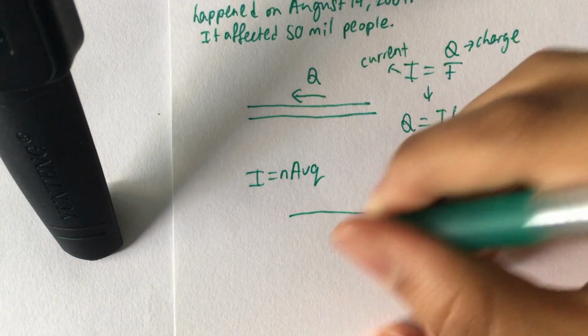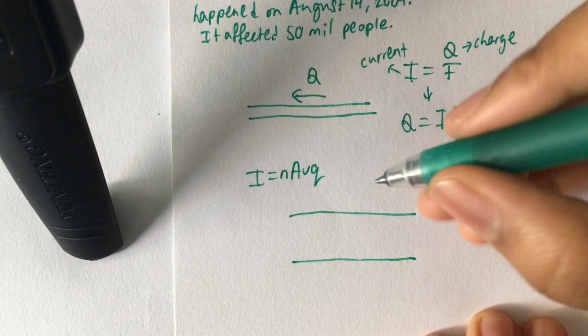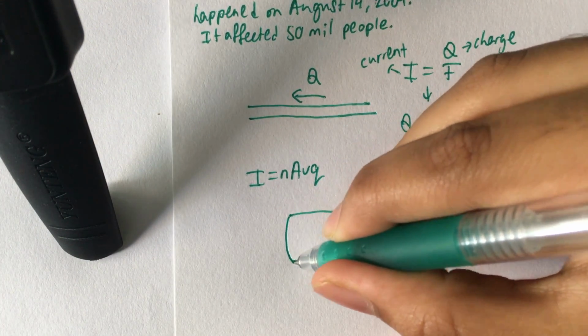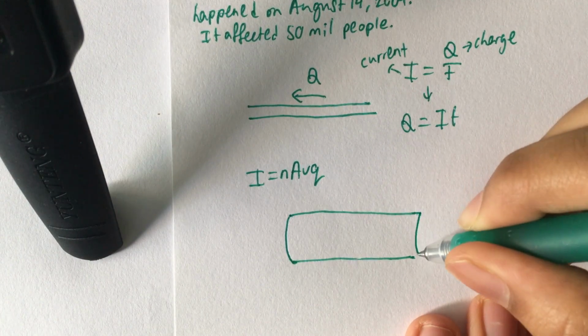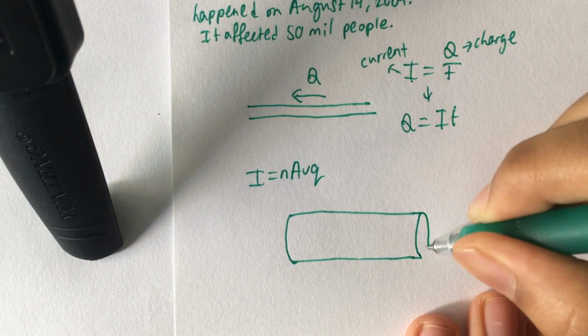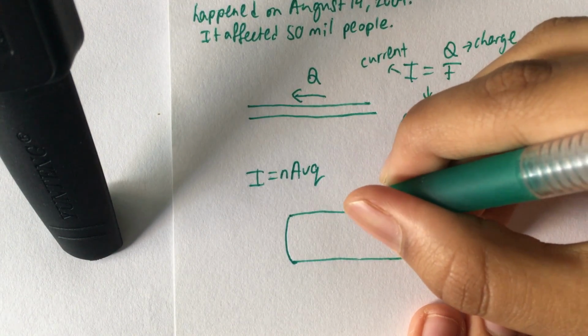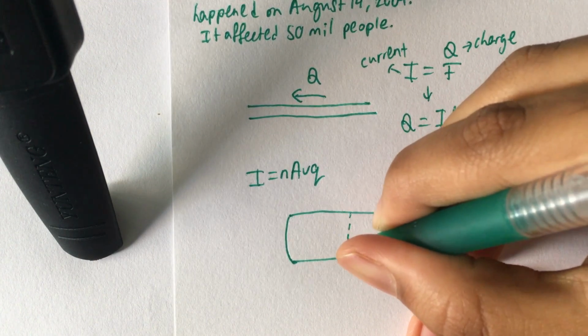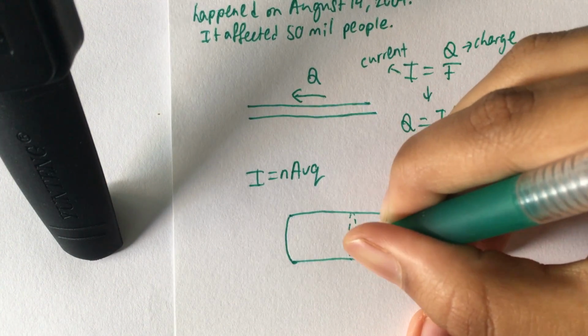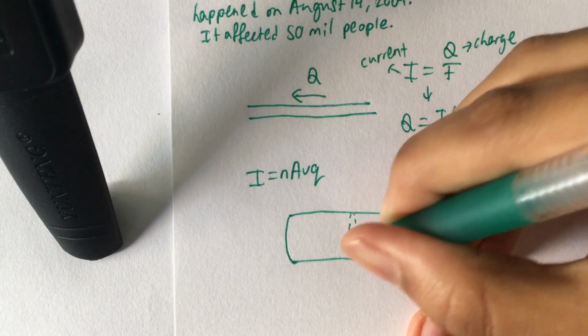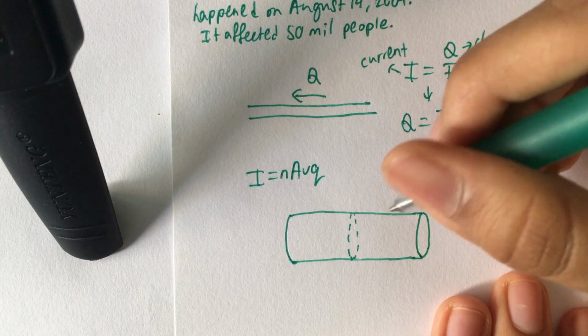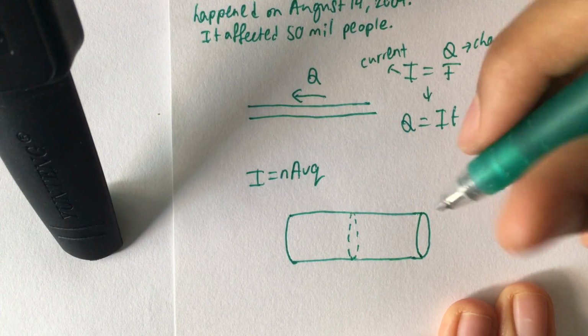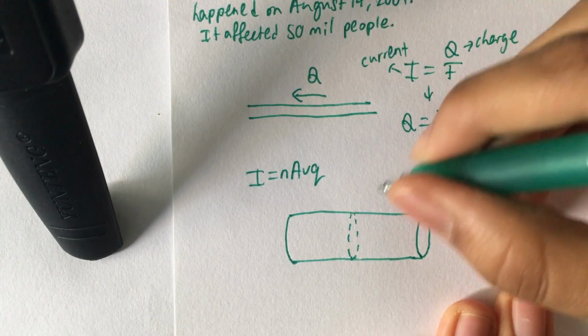Okay, so if you look at a conductor, you can imagine it as a cylinder or a cuboid or whatever. It's a 3D object, not like a line or something. It has a cross-section area, and that cross-section area is the big A in this equation.